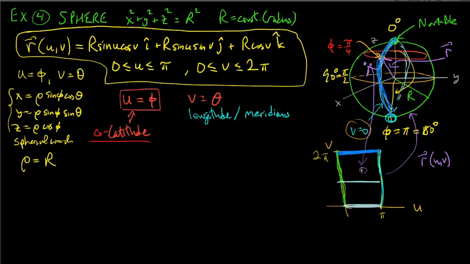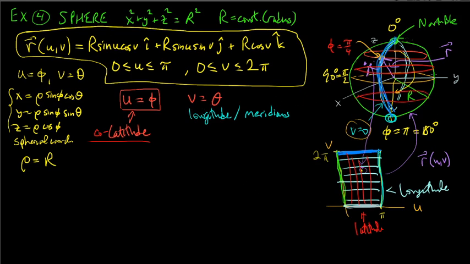Right. So these are different lines of longitude. And then the vertical lines here, these are lines of latitude, different latitude. So different circles on the sphere.